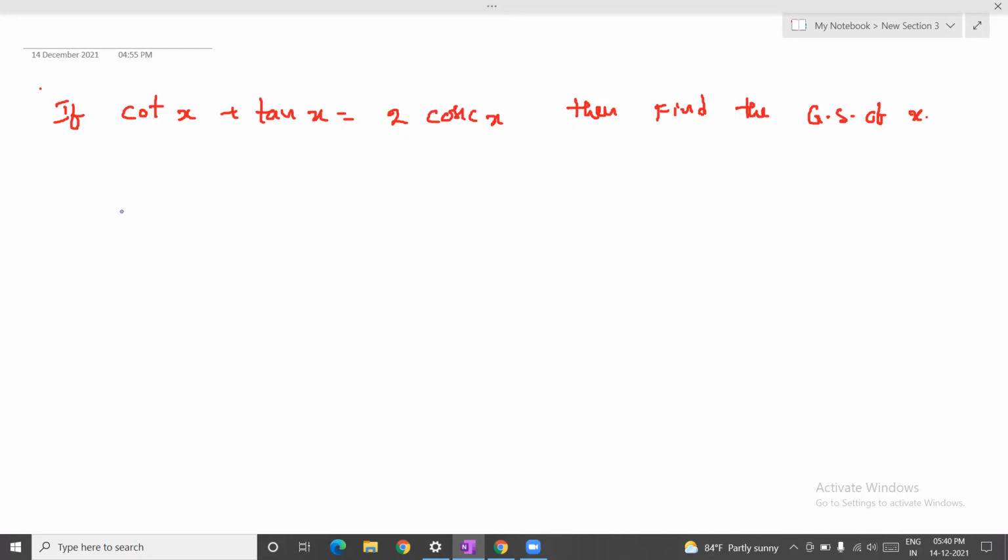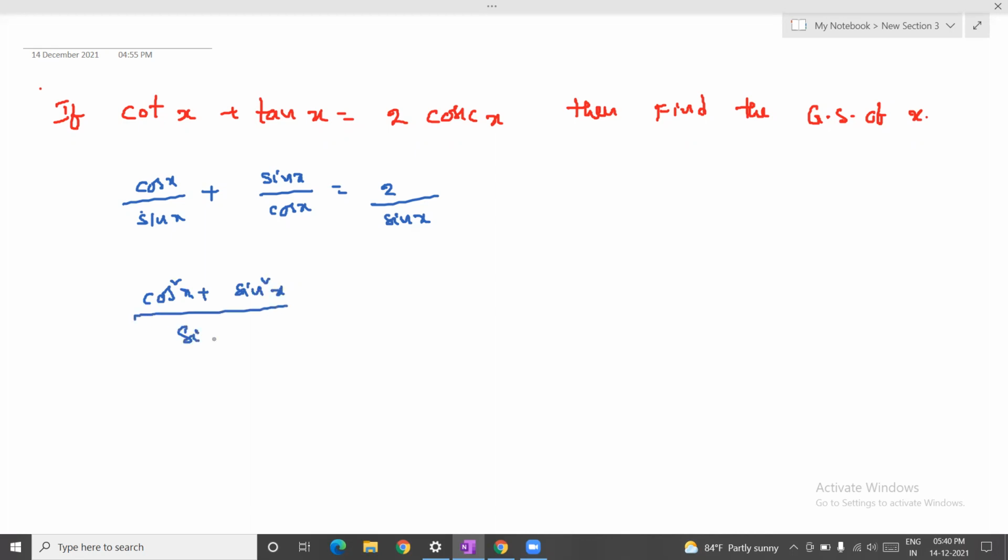Yeah. So convert to sine and cos. That is the first clue I gave here. So cot x will be cos x by sin x, and tan x will be sin x by cos x, and that is equal to 2 by sin x. Sir, pi by 6, sir. Okay, pi by 6. Pi by 6 or pi by 3? Cos square plus sin square, 60 degrees, sir. So pi by 3. Yeah. So sin x into cos x is equal to 2 by sin x.